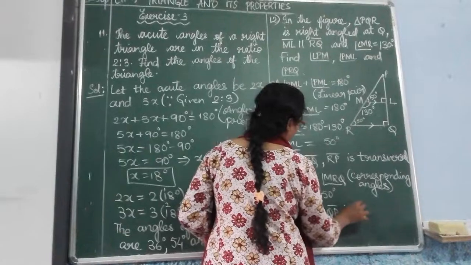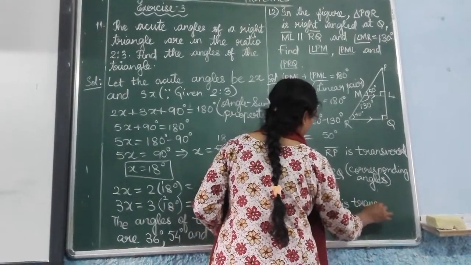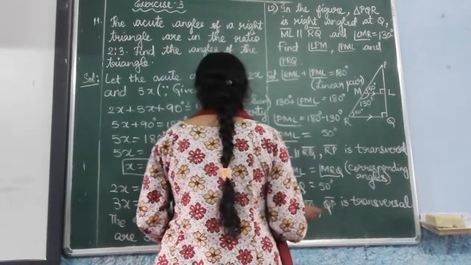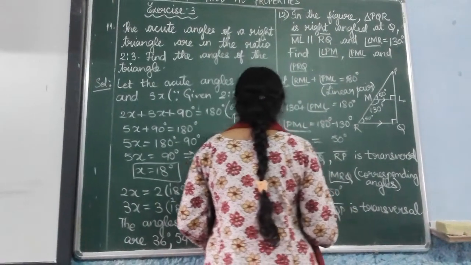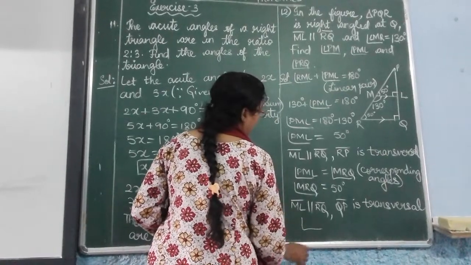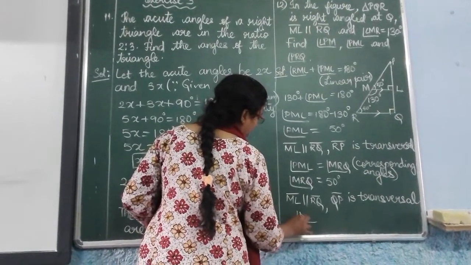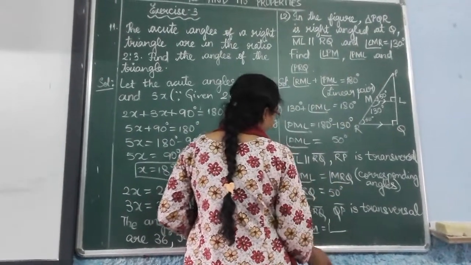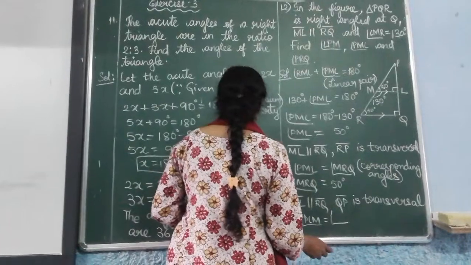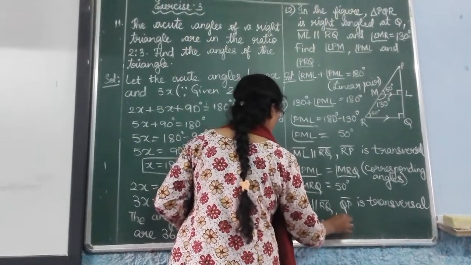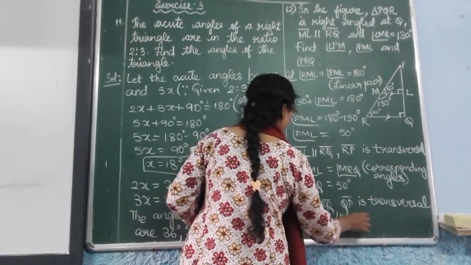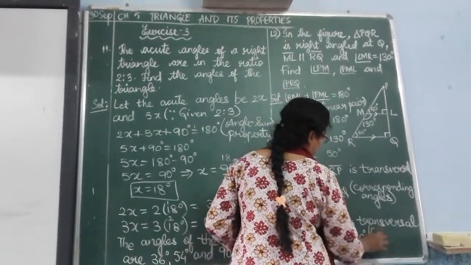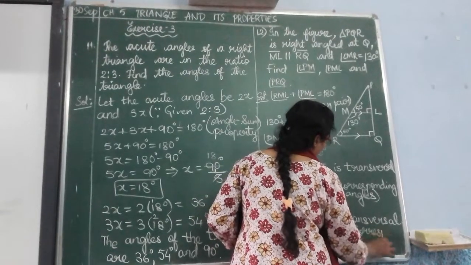QP is transversal. QE is the transversal. So you know that angle PLM should be equal to angle LQR or PQR. Both will be equal and it is equal to 90 degrees. The reason is corresponding angles are equal.